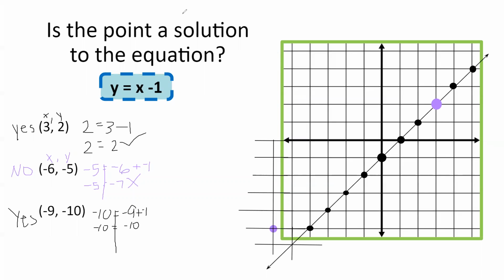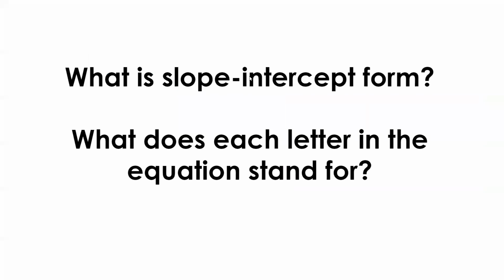So now I've just got two questions for you. The first one, and this is just like a review, so hopefully you get a better understanding if you're thinking about what these questions actually mean. That's my goal. My first question is, what is slope-intercept form? My second question is, what does each letter or each variable in the equation stand for? So think about your answer to those two problems.